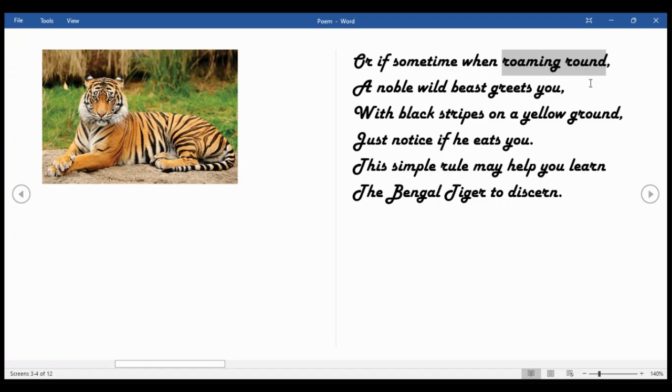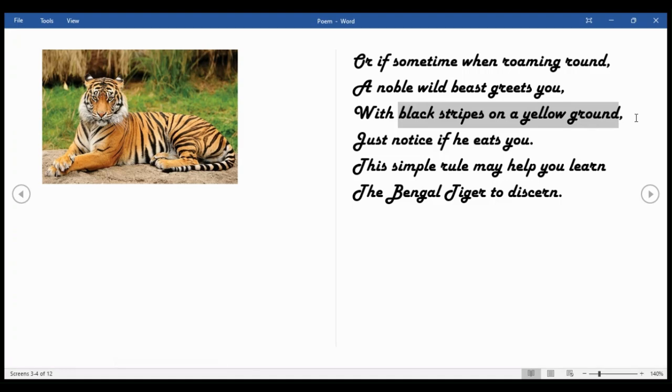Next, there's also inversion here. The Bengal tiger to discern. The structure is reversed. So to discern Bengal tiger, instead of that it is said the Bengal tiger to discern. There's allusion in this stanza as well. So there's mention of Bengal tiger. There's imagery when the poet says black stripes on yellow background. What is imagery? Imagery is a literary device where a picture is created with the help of words.